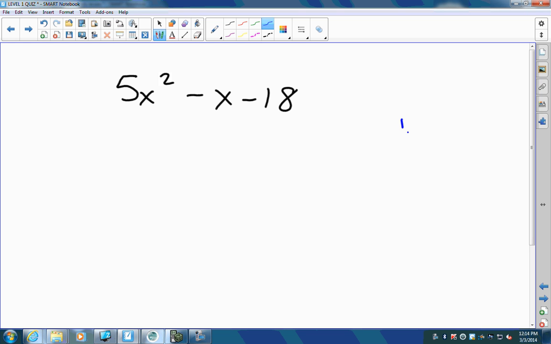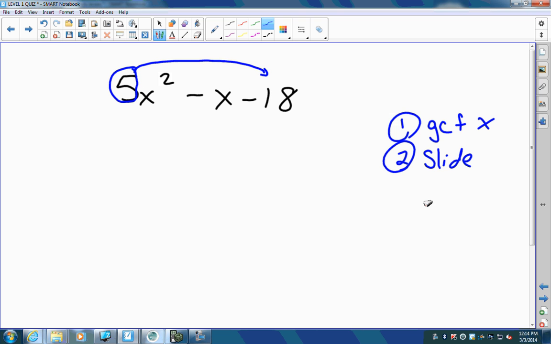Step 1 is the GCF. There's a 1 right here, so there's no number besides 1. So I don't have to do GCF. Step 2 is slide. Do I have to slide? Yeah, I got that 5 right there. So I've got to take that 5, slide it to the back. That means you have to multiply it. So I'm going to have x squared minus x. Now take 5 times negative 18, negative 90.